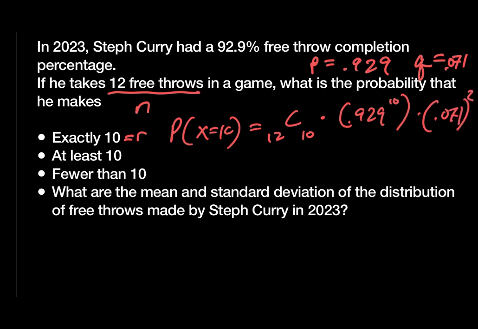Again, with that previous formula: number of trials, number of successes, probability of success to the success power. I want 10 successes, failure probability to the failure power. So in 12 shots, I want 10 successes, 2 failures. I don't care what order they happen, but that's how I want to do it.